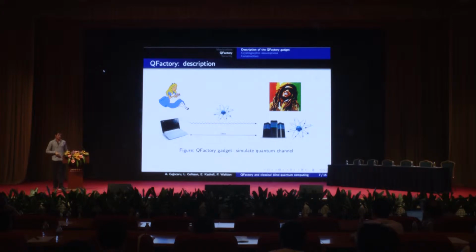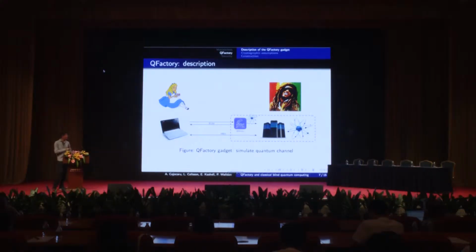Okay, so now we have studied UBQC. The only important thing to remember is that if you have a quantum channel between Alice and Bob, you can perform blind quantum computing. And now we will replace this quantum channel by our new functionality, QFactory, that will run on Bob's side mainly, and all the communication between Alice and this ideal box will run using only purely classical communication.